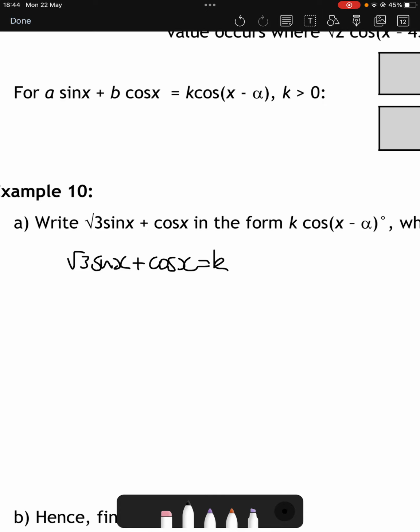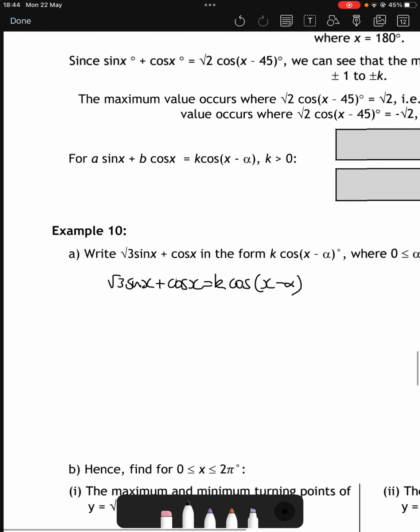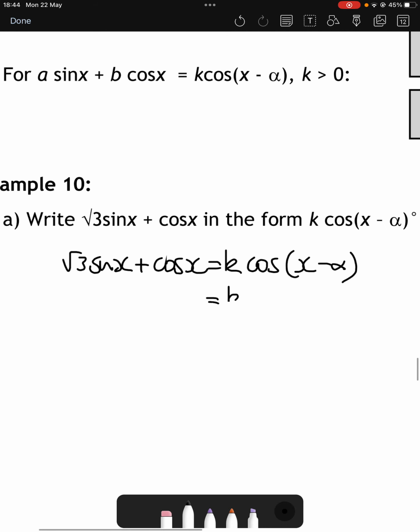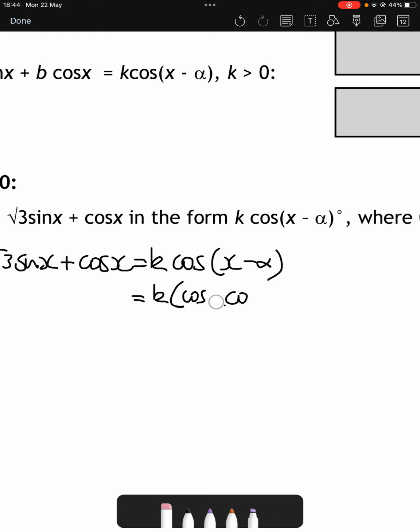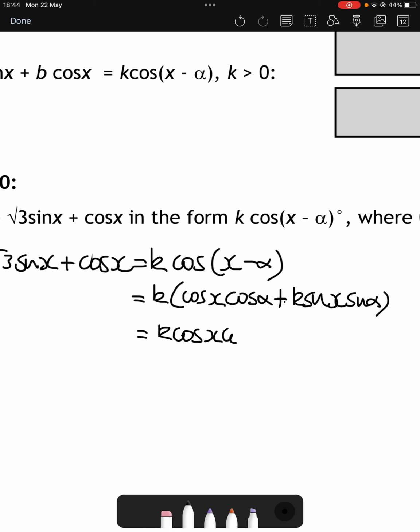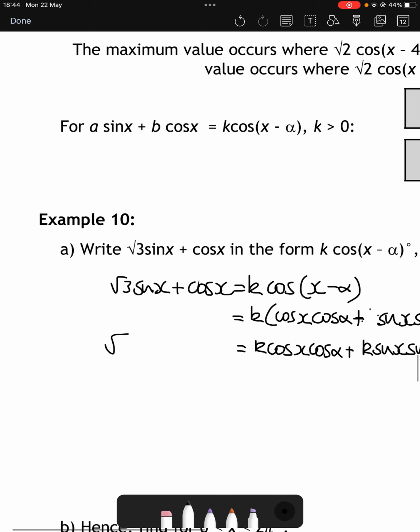What's the expansion this time? We've got cos x minus alpha. We are working in radians and it's non-calculator. I'll put alpha first, so it should be x first. I'll put my k in there as well. Jumping the gun here. It doesn't matter if you put it in there, to be honest, as long as we've got it stated at the end here.